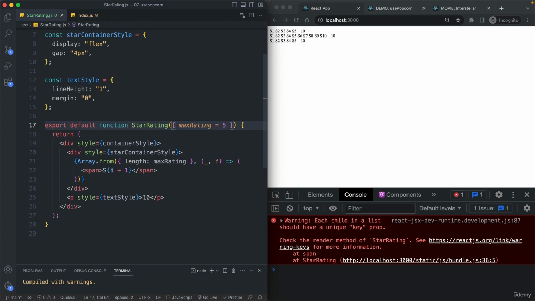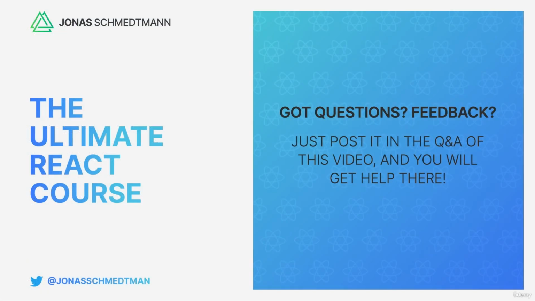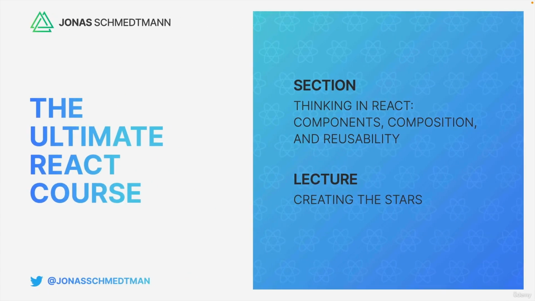And so if we save this now, then we are back to having our 5 stars by default. And so this is a very common way of setting default props in React applications. We will do this all the time as we go through the course. Next up, let's actually create the stars and make the component dynamic by reacting to a click event.